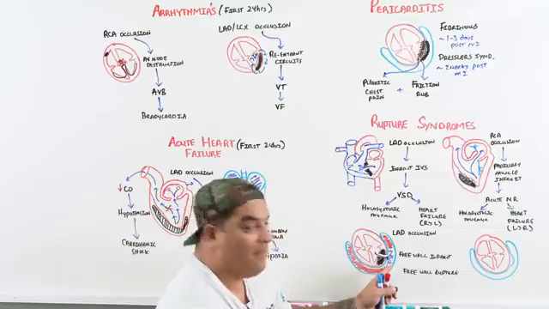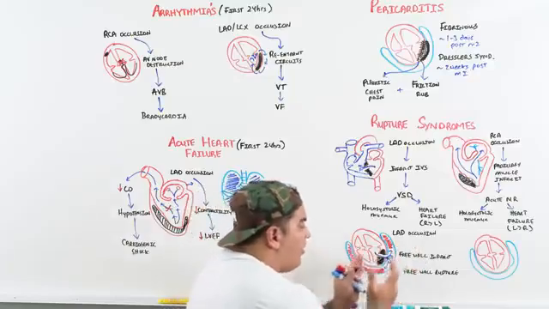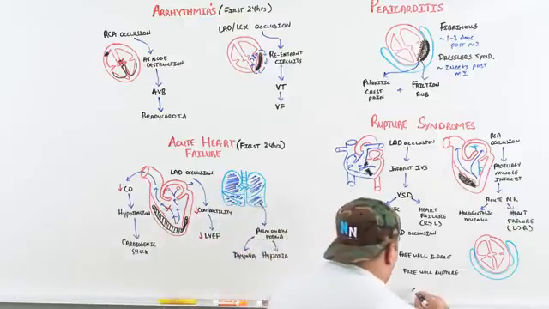When you have a lot of blood that's accumulating within the pericardium and it's squeezing on the heart, not allowing for it to properly fill. It's called cardiac tamponade. So this is another one that you want to watch out for.